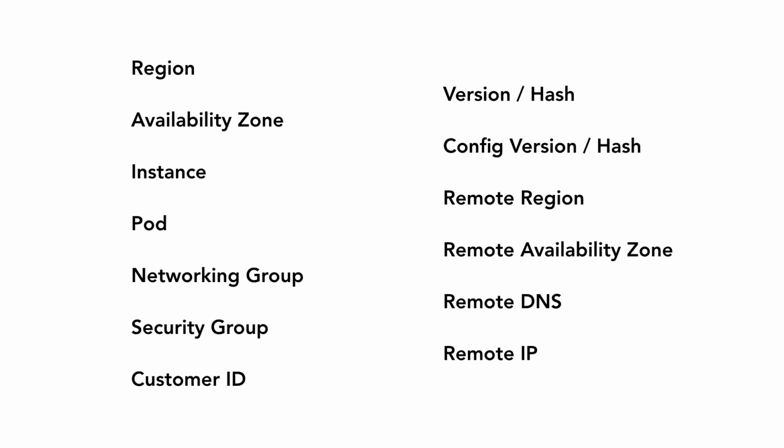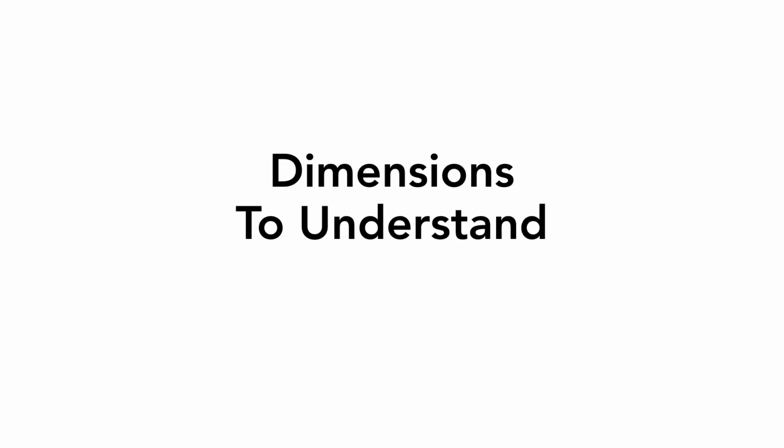The other things are what's at the other end of a connection or what's at the other end of a request: remote regions, remote availability zones, remote DNS, remote IPs. So the question is, do I have the dimensions to understand the behavior? Are they possible to get? How do I deal with the cases where I can't get the dimensions I need to understand the behavior?